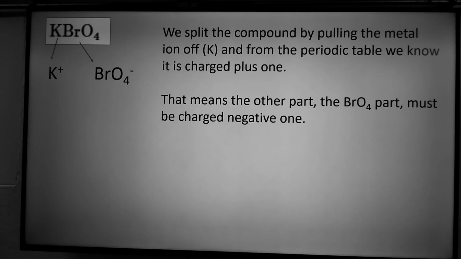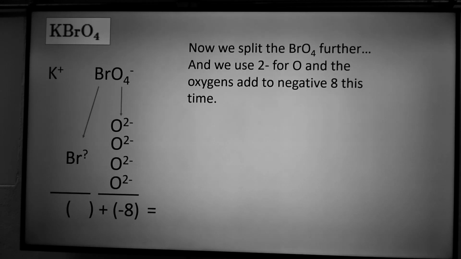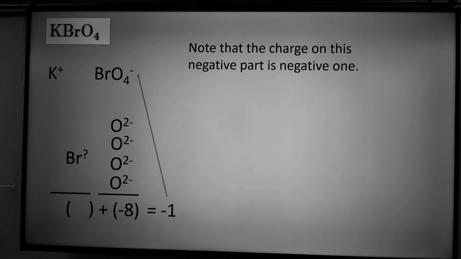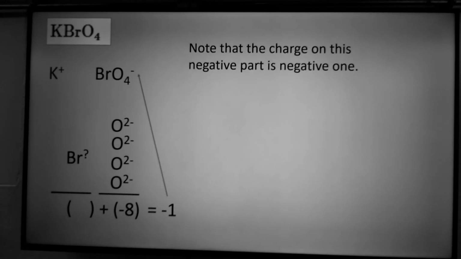But let's continue with BrO4. All right, now we do this again. We split them out into the Br and the 4 O2s. Oxygen is almost always the key to these types of polyatomic ions. So you take your 4 oxygens, you add them up, you get -8. Notice that the BrO4 is a -1 charge. That goes over here on the other side of the equal sign.